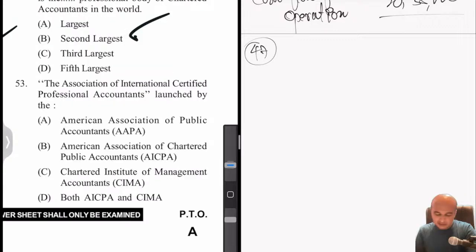Next, question number 53. The Association of International Certified Professional Accountants, launched by, again, grammar. Anyway, in this case, there are 4-5 options: American Association of Public Accountants, American Association of Chartered Public Accountants, then Chartered Institute of Management, that is CMA. So the correct answer is in fact B and C, or in other words option D, because the Association of International Certified Professional Accountants was launched in 2017 by the American Institute of Certified Public Accountants and also the Chartered Institute of Management Accountants, that is CMA.